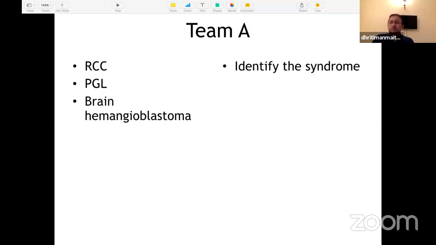That brings us to the last round. Okay. So it starts from whom? Sriram? Or does it start from Anirban? Sir, me, I think. Okay. So Anirban, identify the syndrome. Presence of RCC, paragangliomas, and brain hemangioblastomas. Von Hippel-Lindau syndrome. Very good. 10 out of 10.